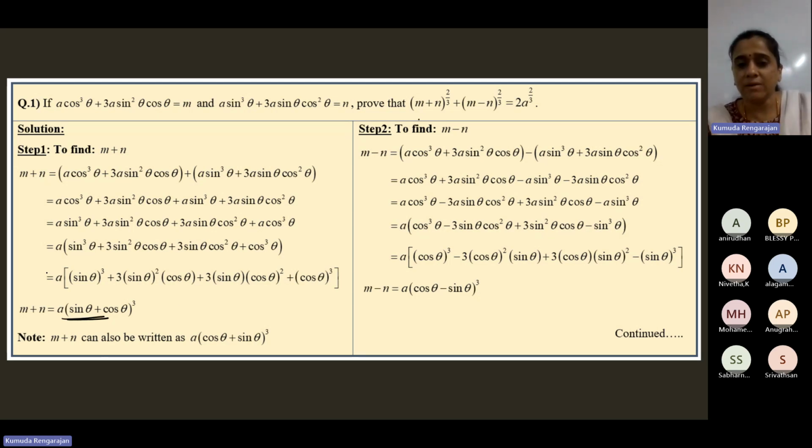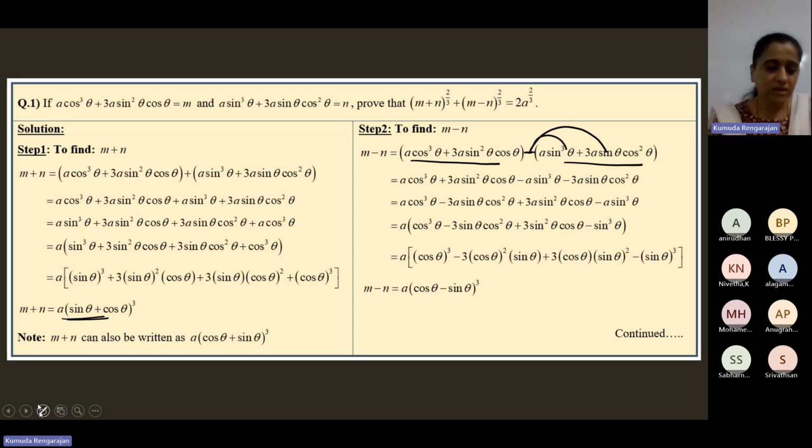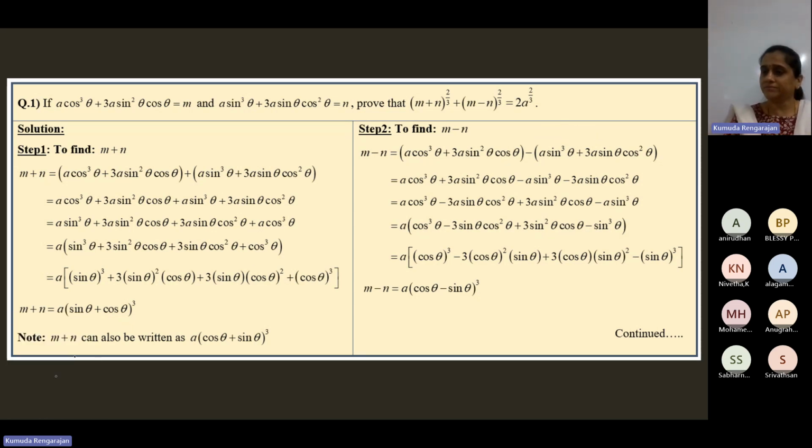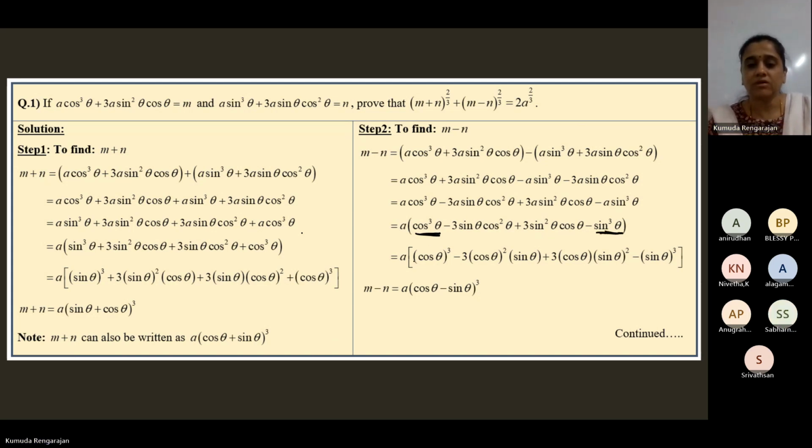Now m minus n. m has two terms, n has two terms, m minus n. So take a minus in the middle, which means when you open the bracket, this is minus and this is minus. Then again, take out a common. Same thing. Take out a common. Now in the bracket, you'll have four terms. See here, you have cos cube theta minus sin cube theta. So that means this is a cubed and this is b cubed.